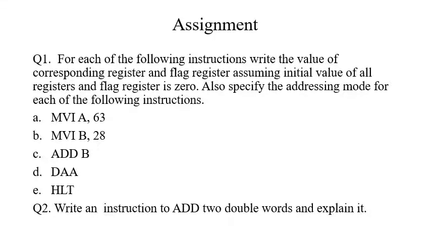Now this is the assignment for the student. In question number 1, for each of the following instructions, you have to find the value of the corresponding register and flag register, assuming initial value of A is equal to 00, B is equal to 00 and flag register is equal to 00. And also you have to specify the addressing mode for each of the following instructions.